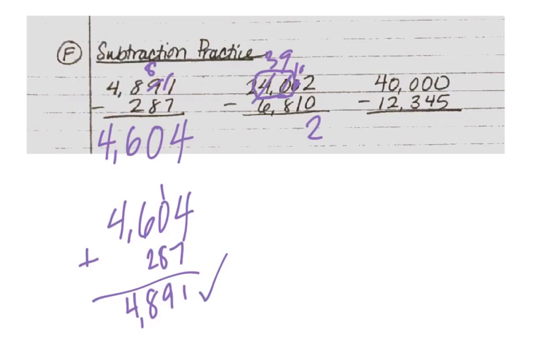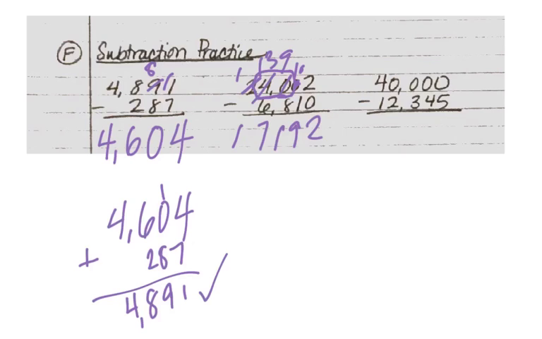Now I can say 10 minus 1 is 9. 9 minus 8 is 1. 3 minus 6, not able to do that. I'll come and regroup, make that 2 a 1 so that the 3 can be 13. 13 minus 6 is 7. And finally, 1 minus nothing is 1.